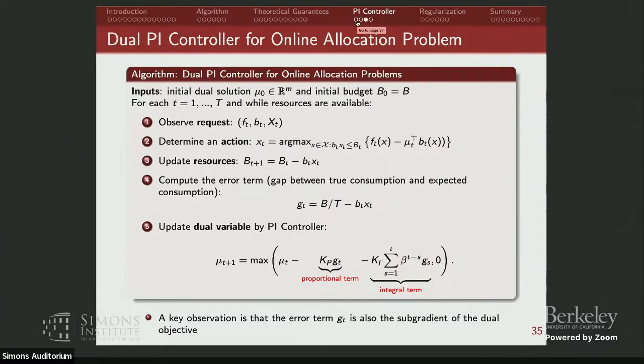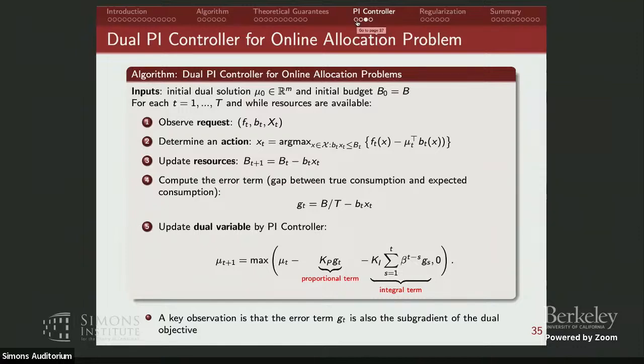Okay, so here is the PI controller when you apply it to this dual online allocation problem. The first three steps are the same: you observe the request, you determine the action by solving this weighted reward maximization problem, and you update your resource. The difference is how you update the dual variable. Previously the dual variable was updated by gradient descent or an online algorithm. Now we're gonna update it by a PI controller.